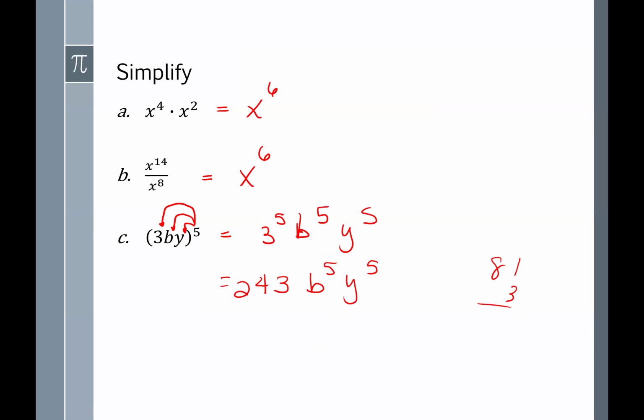How did I know that 3 to the 5th is 243? Because I know 3 to the 4th is 81, because 3 to the 4th is 9 times 9. Take 81 and multiply that by 3, do you get 243?